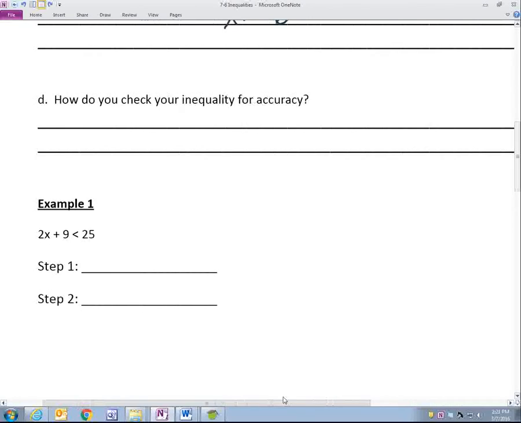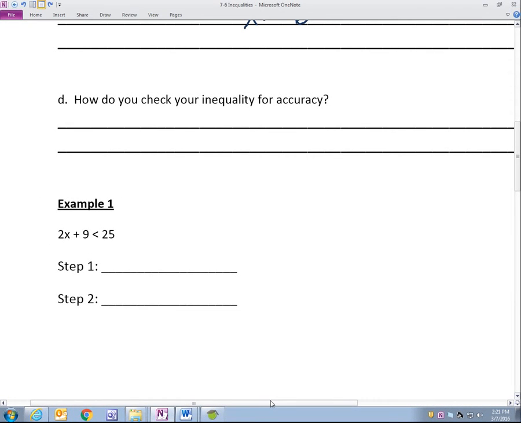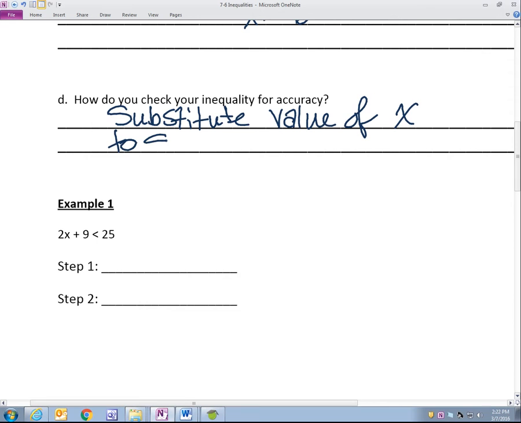Now, how do we check ourselves for accuracy? What we're going to do is substitute a value of x to see if it holds true.